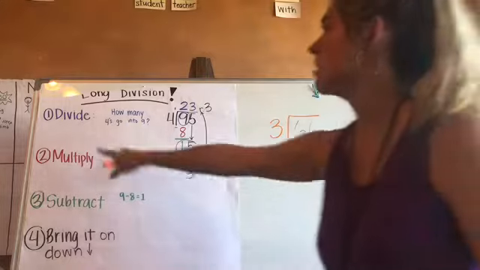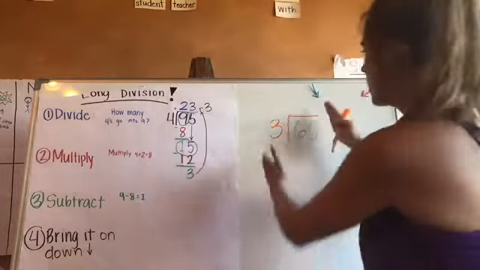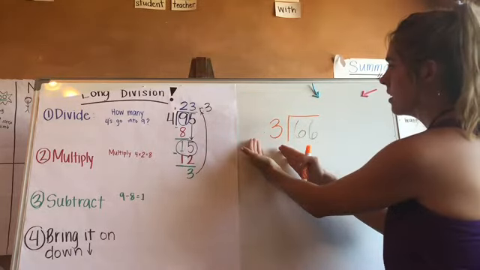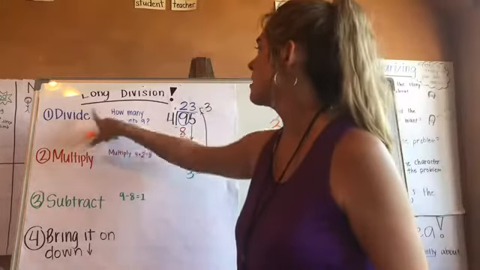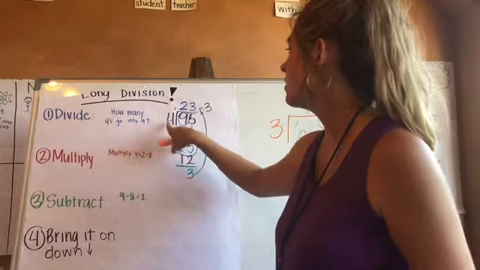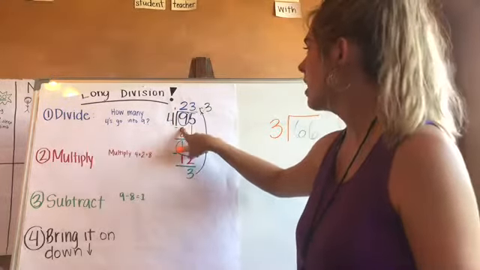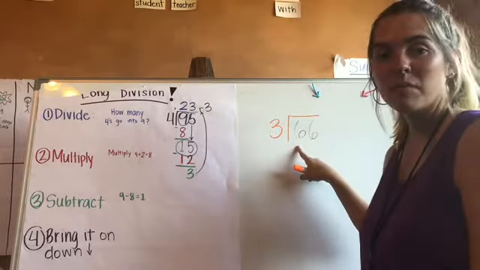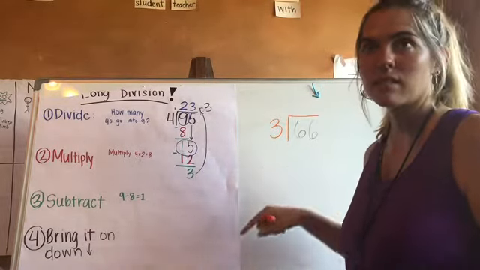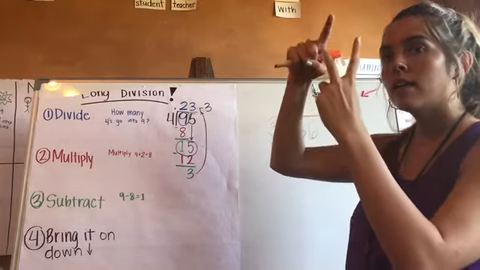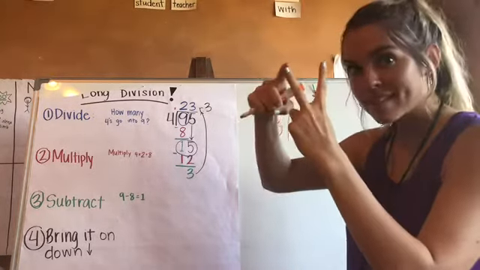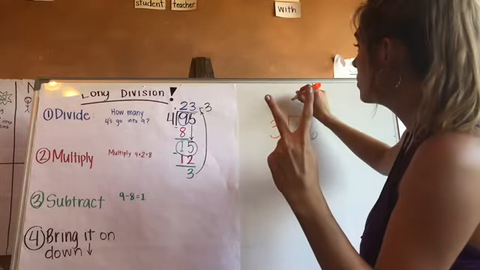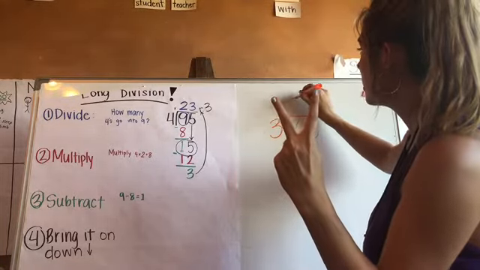Okay, the first step is to divide because this is our problem. 66 divided by 3, okay? So this one says how many 4s go into 9? Oh, so we're gonna ask ourselves, how many 3s go into 6? How many times can we skip count 3 to get to 6? 3, skip count 3 more, 6. We skip counted 2 times. So we're gonna put a 2 right here.